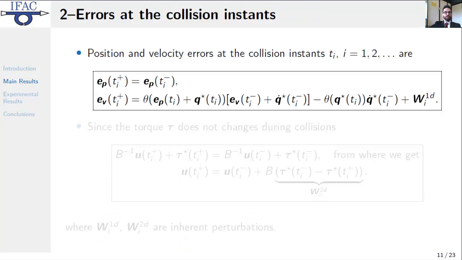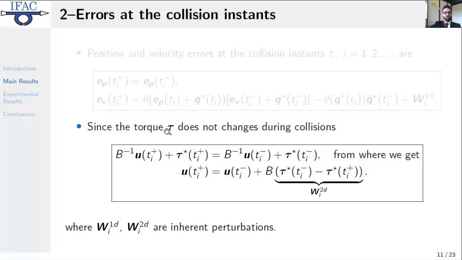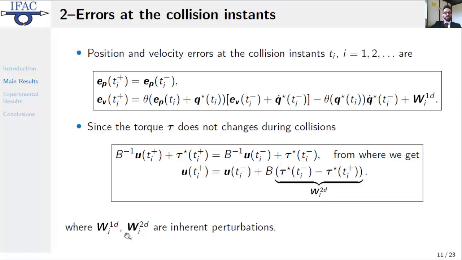We would like to continue by introducing the errors at the collision instance. Position and velocity errors at the collision instance are given by these equations that we are showing here. And the torque does not change during collisions. Therefore, it's straightforward to get this equation here, where W_1d and W_2d are inherent perturbations.